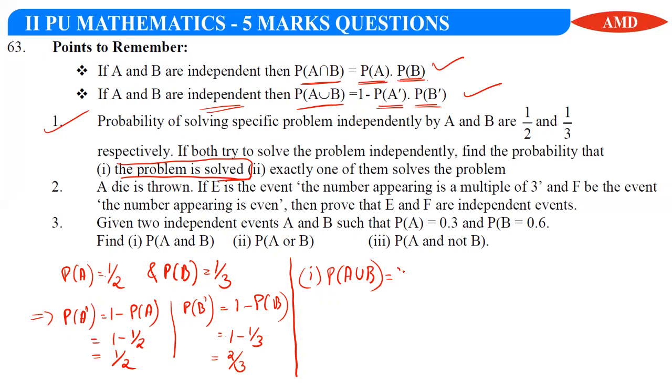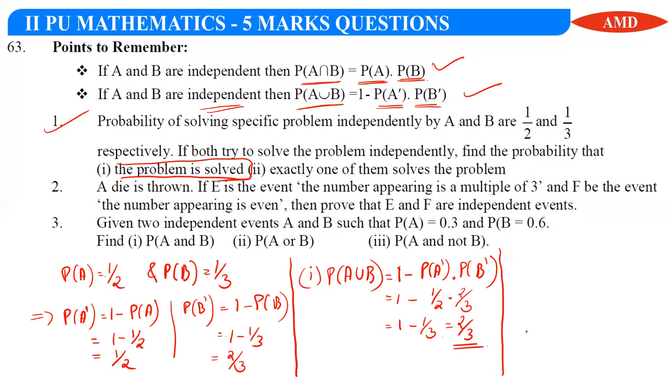So this is nothing but, using the second formula, 1 minus probability of A dash into probability of B dash. This will give me 1 minus 1 by 2 into 2 by 3. That's nothing but 1 minus 1 by 3. And the final answer is 2 by 3. Yes.